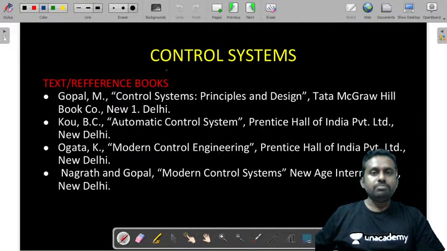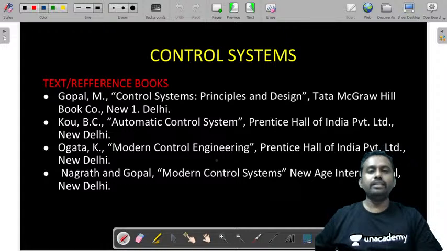Coming to control systems or control system engineering, in some universities you can follow these textbooks: Control Systems Principles and Design, Tata McGraw Hill publications by M. Gopal, or Automatic Control Systems by Prentice Hall of India, and Modern Control Engineering by Ogata, or Modern Control Systems by Nagrath and Gopal. These are the textbooks and reference books for control systems or control system engineering.